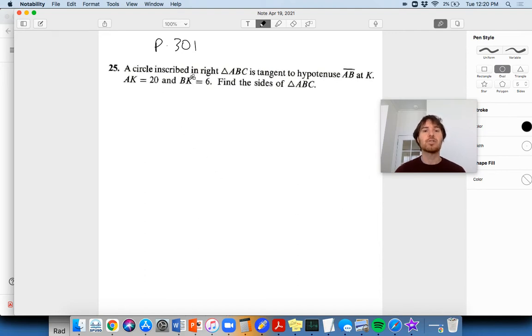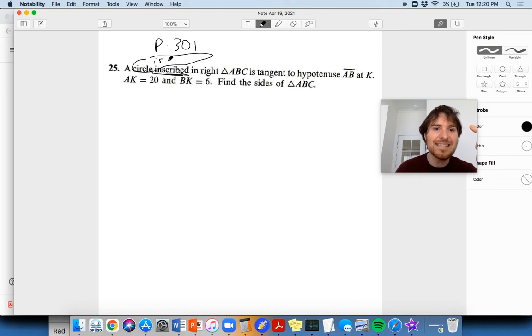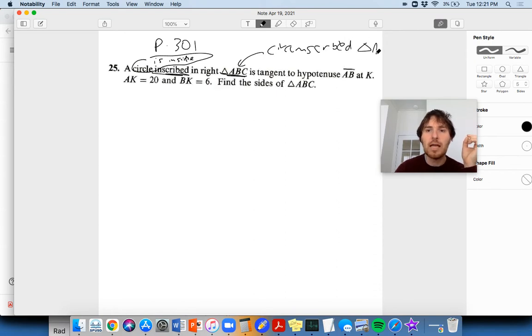So first of all, this is a circle inscribed in a right triangle. Whenever we see inscribed, you need to think inside. A circle is inside a right triangle ABC, and it's tangent to the hypotenuse here. So we have a triangle ABC, and this would be a circumscribed triangle ABC.